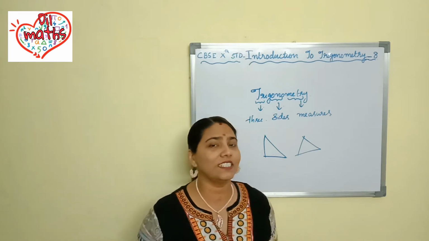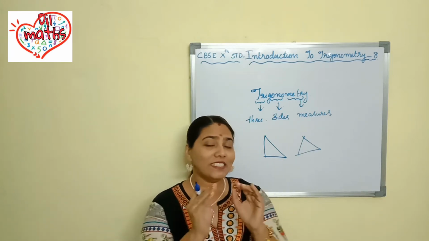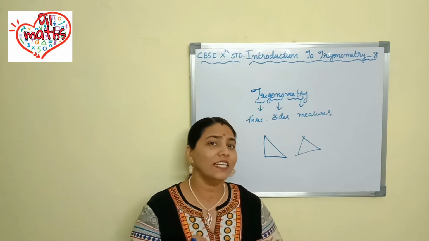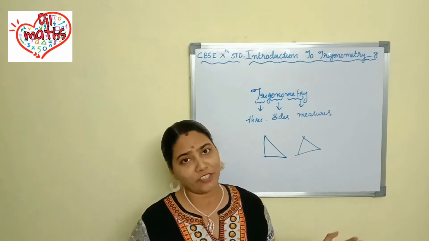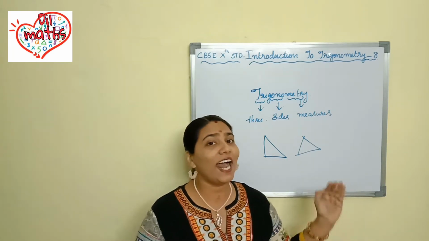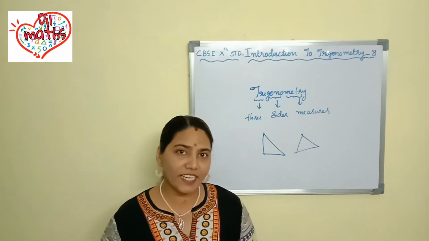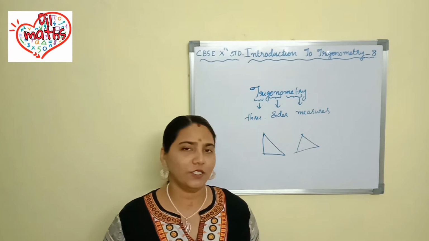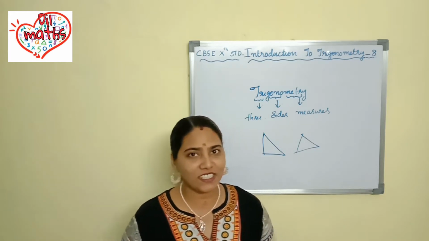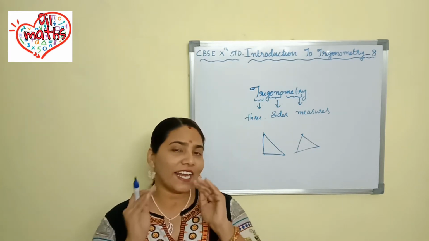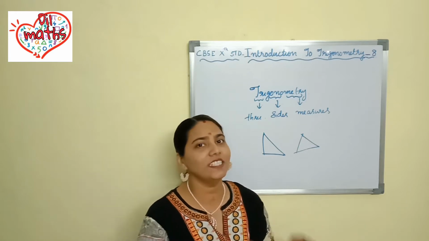And what is telling in this trigonometry? That means in trigonometry, we are mainly studying the relationship between angles and sides. So in this, mainly we are dealing with right triangle. So what do you mean by right triangle? In a right triangle, an angle will be always 90 degree.